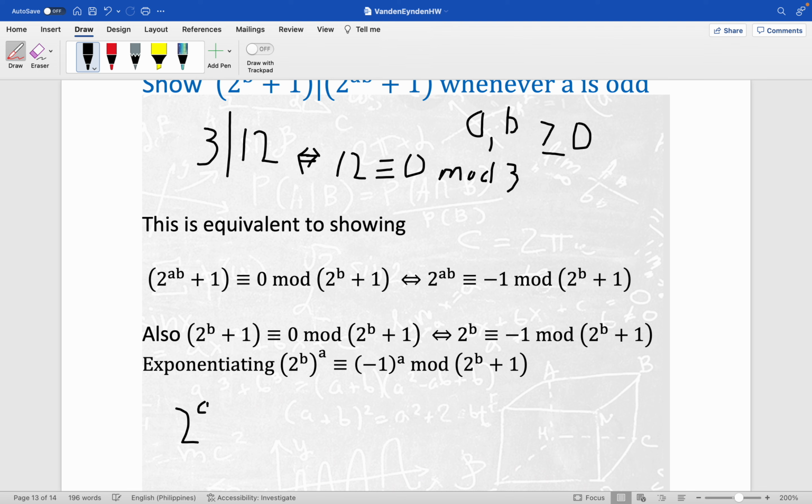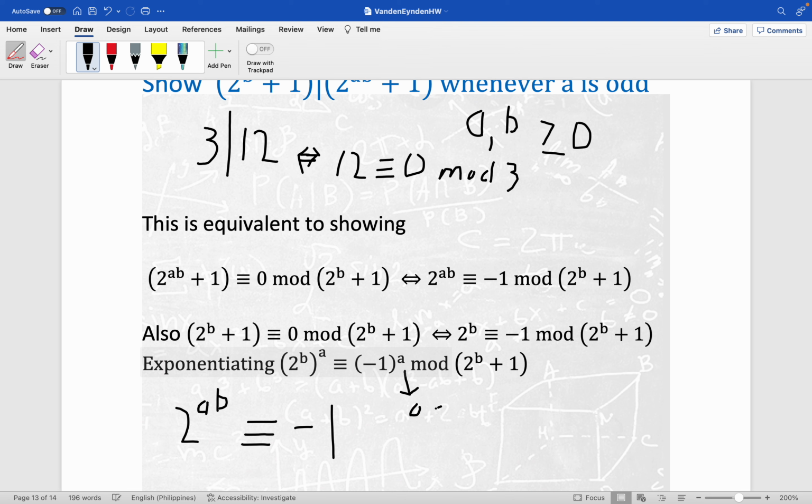2 to the ab is congruent to negative 1. It's understood this is the modulus, so I won't rewrite that. And that's because a is stipulated as being odd. So we've completed the proof, actually. It was fairly short. You could do it by long division also, but it's a little more tedious that way.